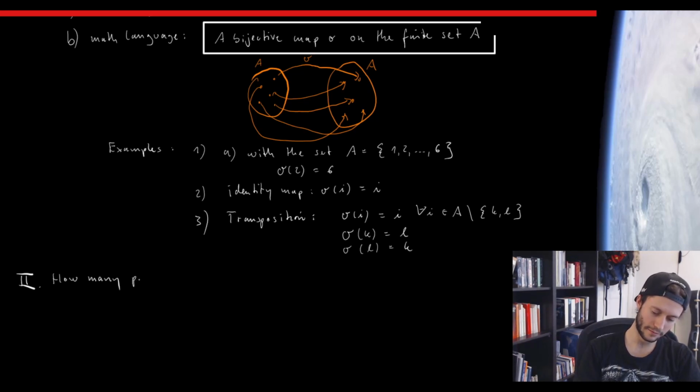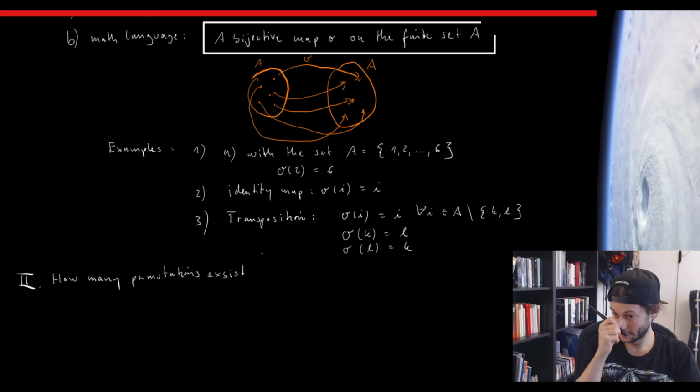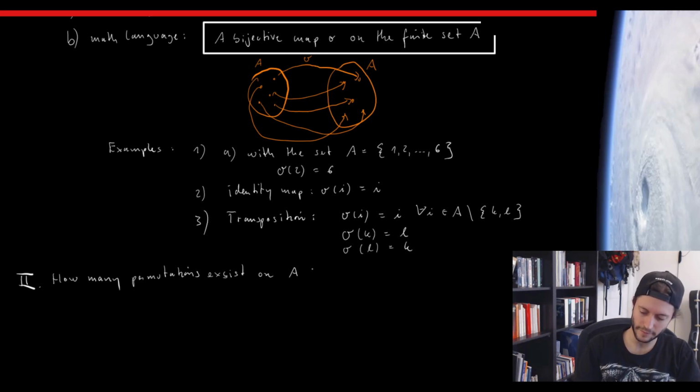How many permutations exist on A? And that leads us to the notion of the symmetric group in just a minute.